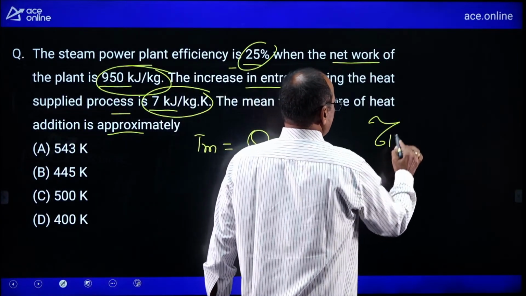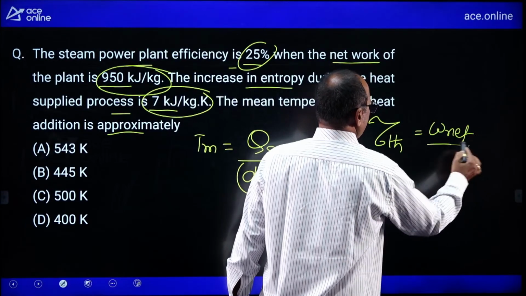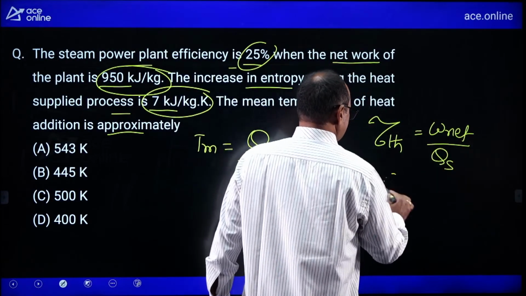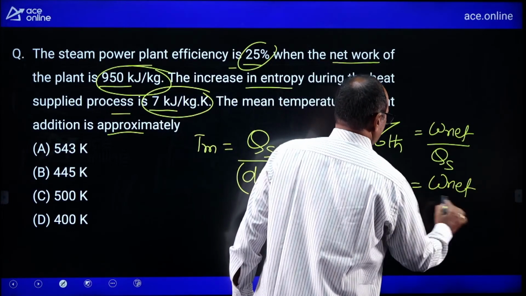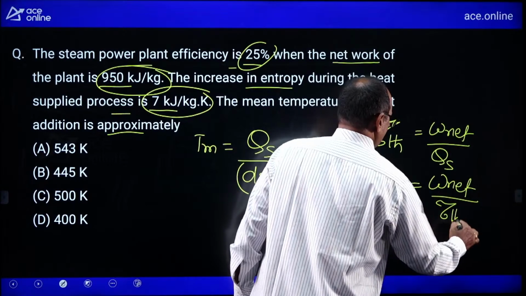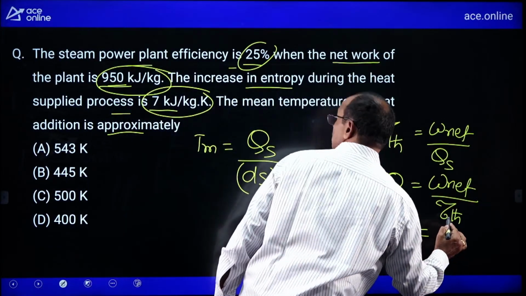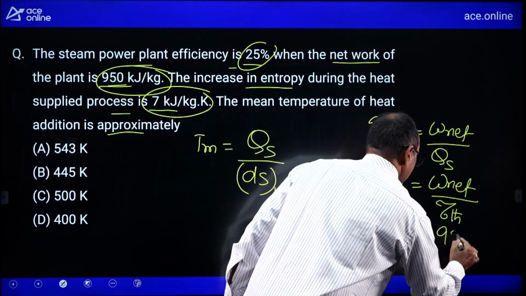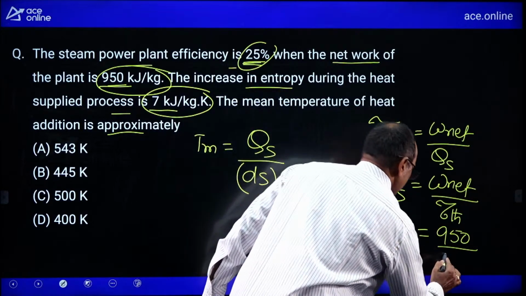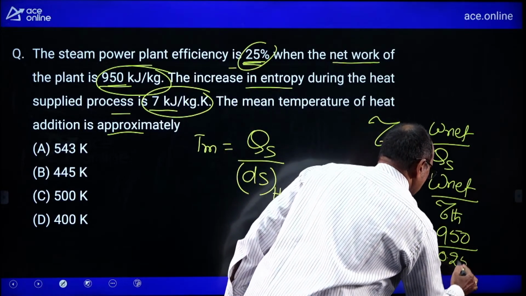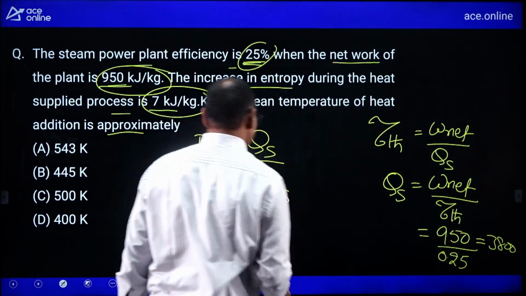Thermal efficiency is equal to the ratio between the network output and heat supplied to the system. From this, heat supplied to the system is equal to network divided by thermal efficiency. Here the network is 950 kilojoules per kg, so 950 divided by thermal efficiency 0.25. If you simplify this value, you get 3800. Substitute that value here.